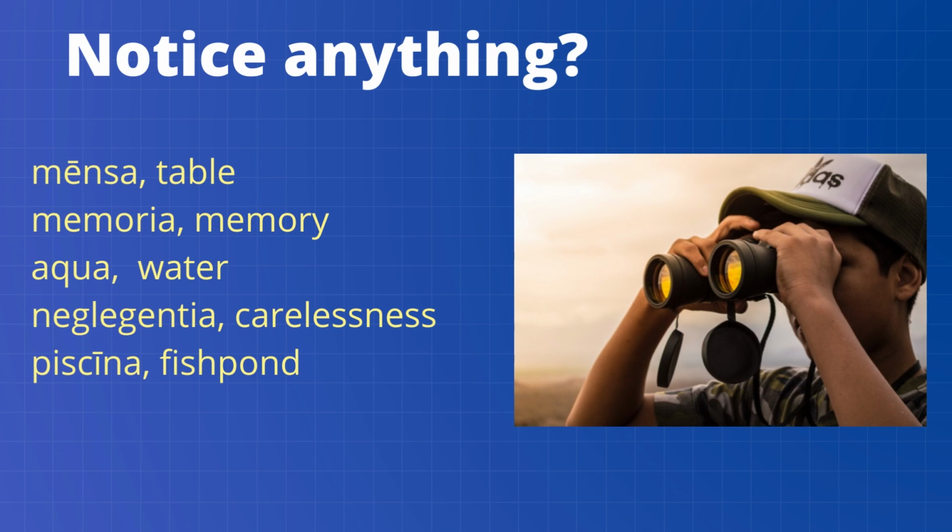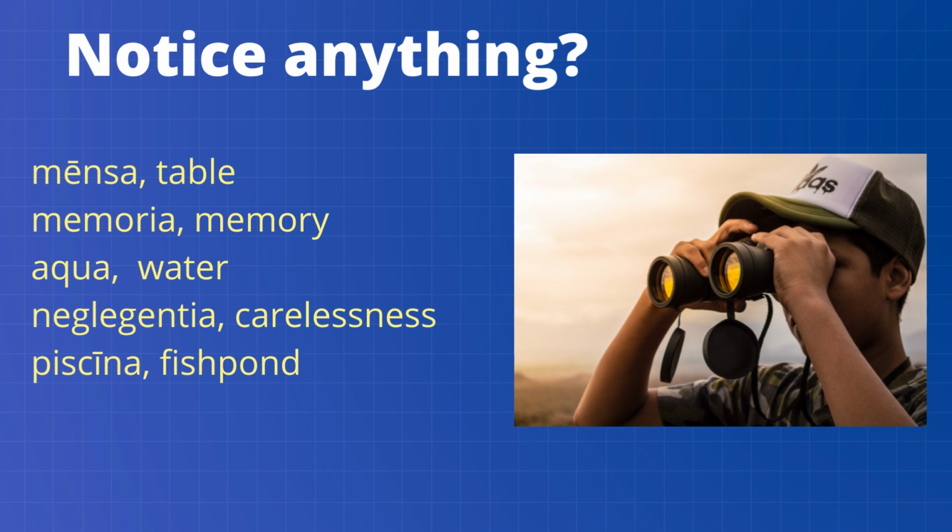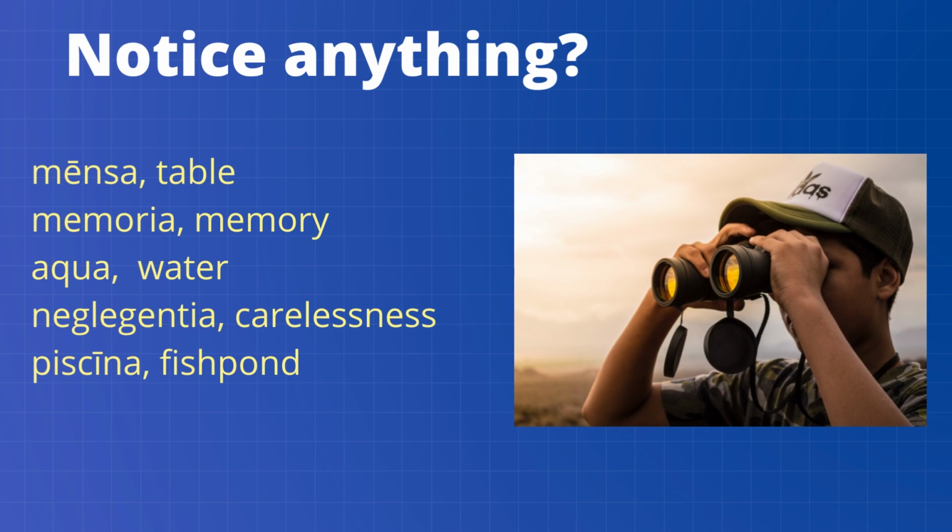So you want to take a look at these nouns on the left, right? Do you notice anything about them? Maybe pause the video, do what you have to do, take a look. Right? You have mensa, which is a table, memoria, which is memory, aqua, negligentia, and piscina, right? So these are pretty random words: table, memory, water, carelessness, fish pond. And if you look on the right-hand side, the English translation, you'll notice that there's not any real rhyme or reason to these nouns, right? They're all spelled completely differently. They sound different. But if you look on the left in the Latin, something else is happening here.